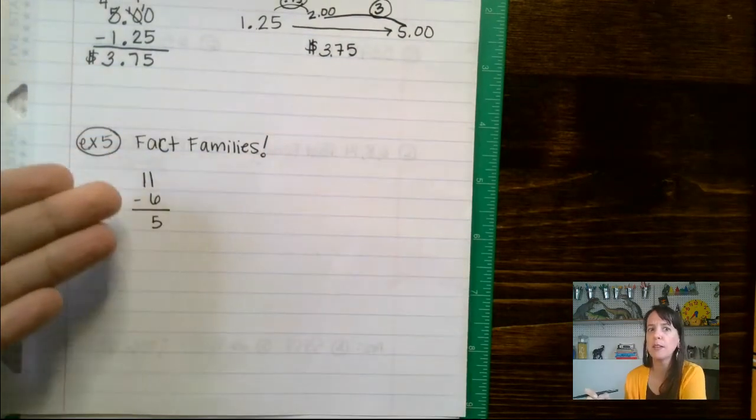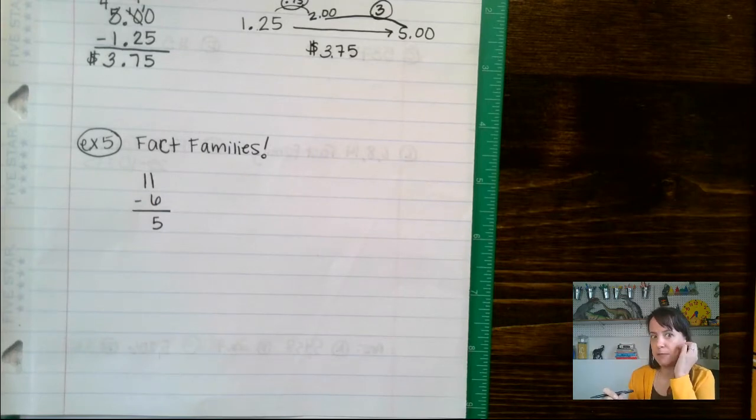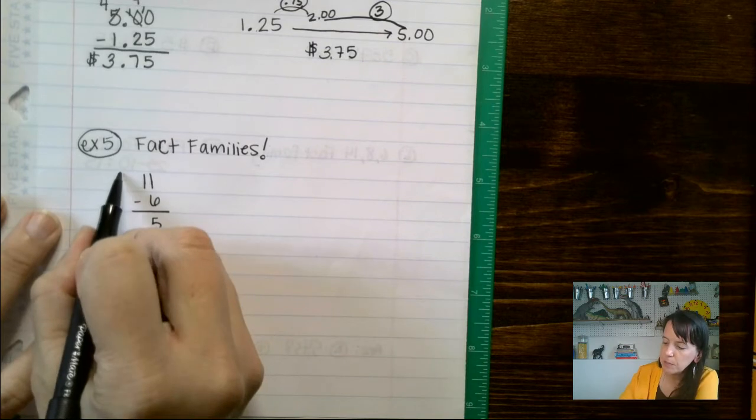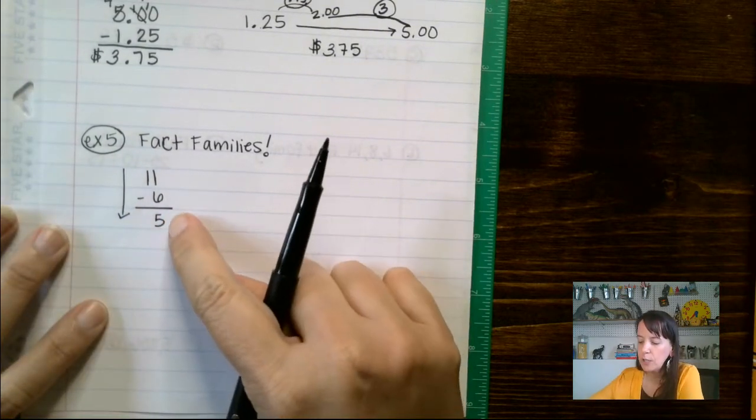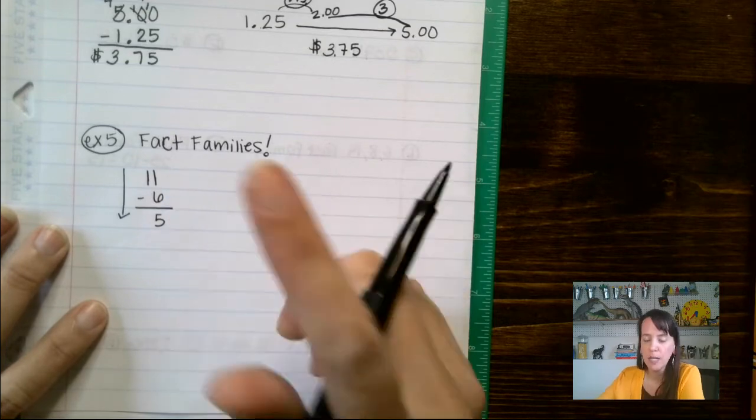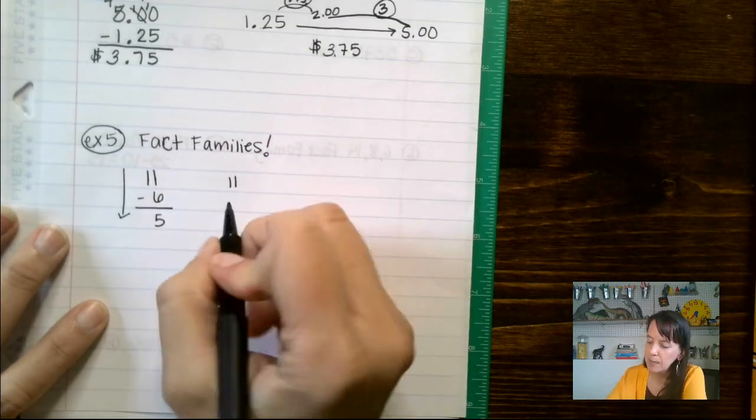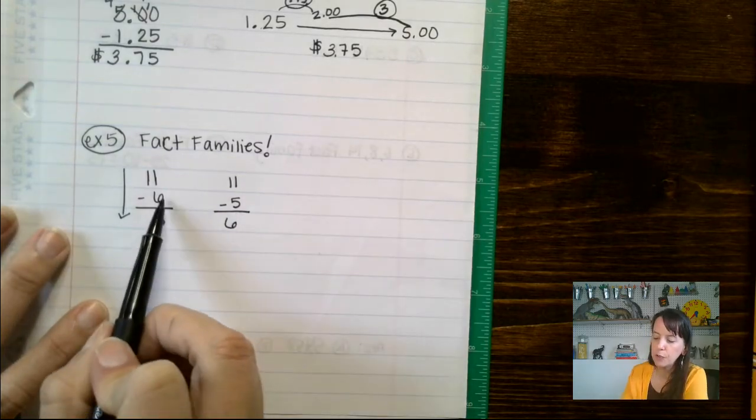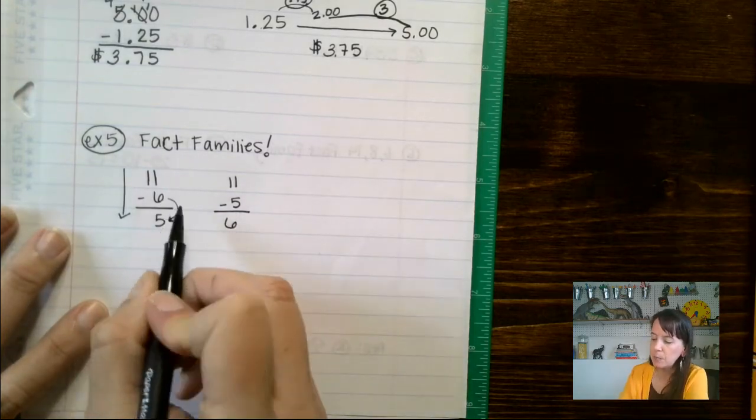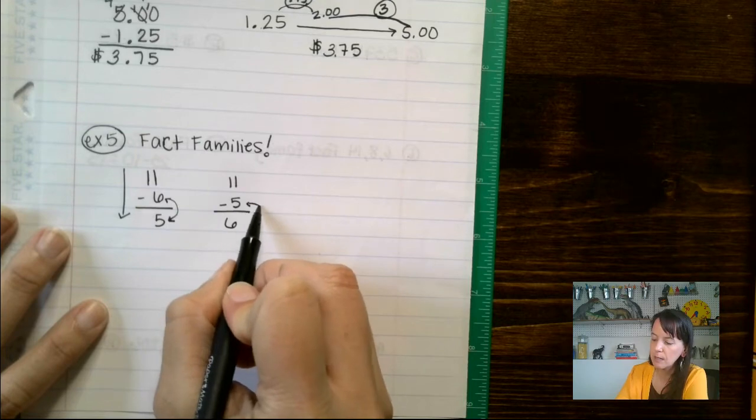The first one we're given is this. We want to create a fact family for this. All right, well, here's what we do. You'll see that we're subtracting in this direction. When you are subtracting, you can flip these bottom 2. So now our new fact becomes 11 minus 5 is 6.